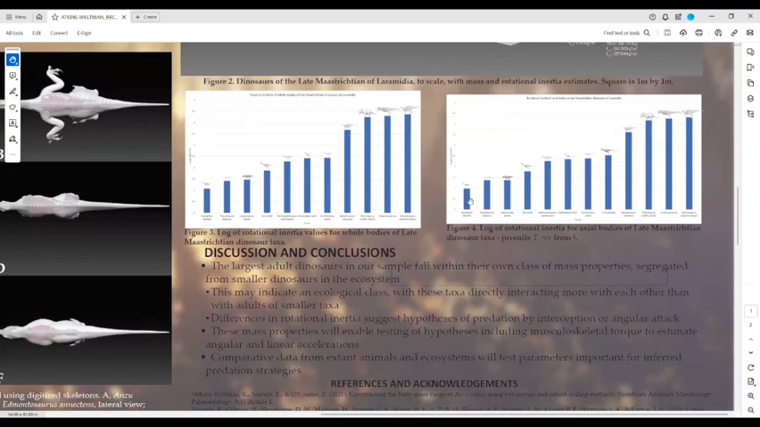So, in summary, the largest adult dinosaurs in our sample all fall within their own bin, and this may indicate an ecological class where these animals are interacting more with each other than they are with other smaller dinosaurs from other ecosystems. Then, in the future, we hope to use these mass properties along with estimates of various musculoskeletal relevant parameters so that we can look at things like angular and linear acceleration, and to look at extant animals and ecosystems so we can test parameters that are going to be important for inferred predation strategies. So there's a lot to go, but we still have some very interesting preliminary research.